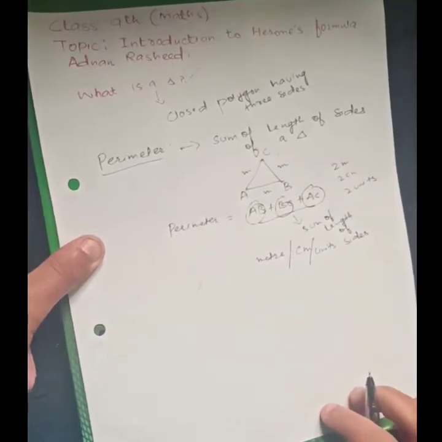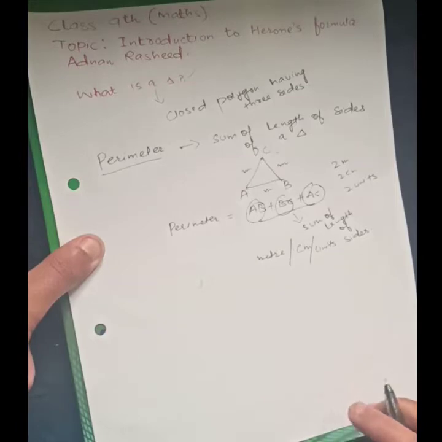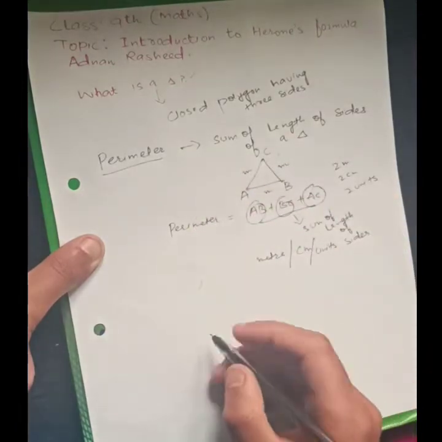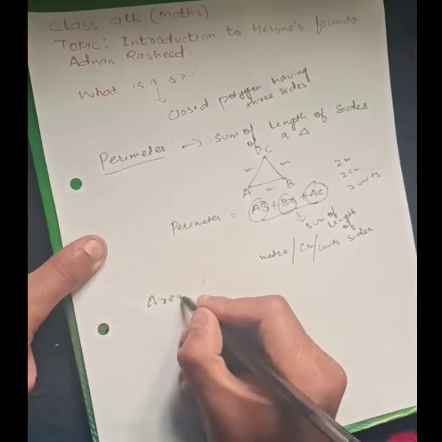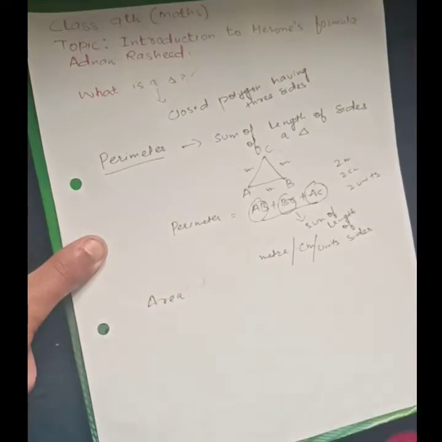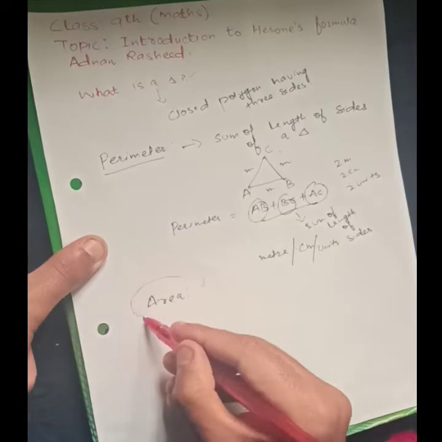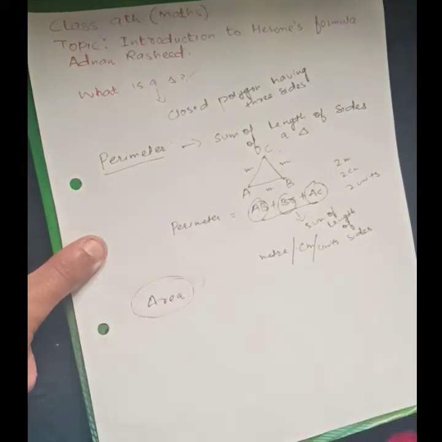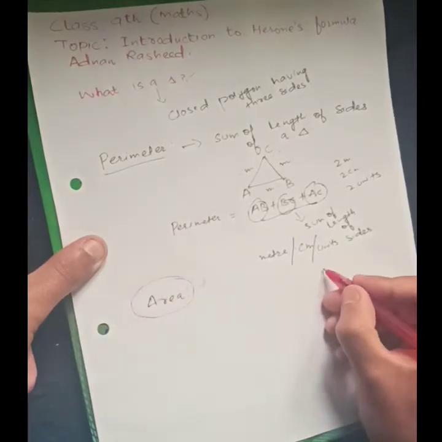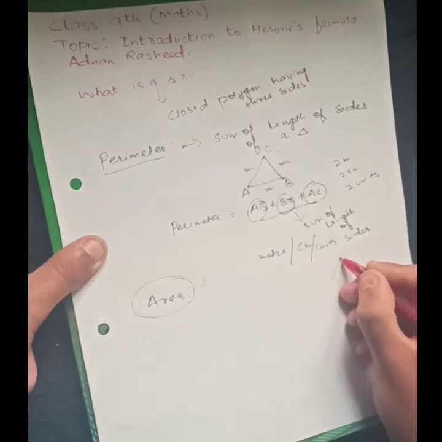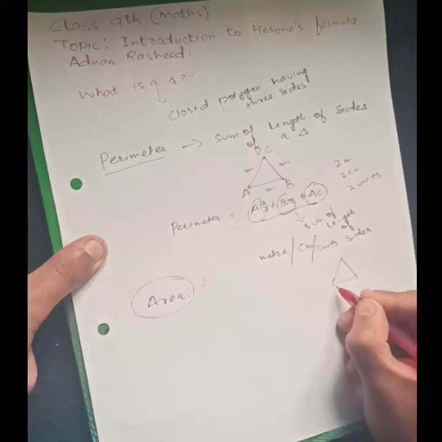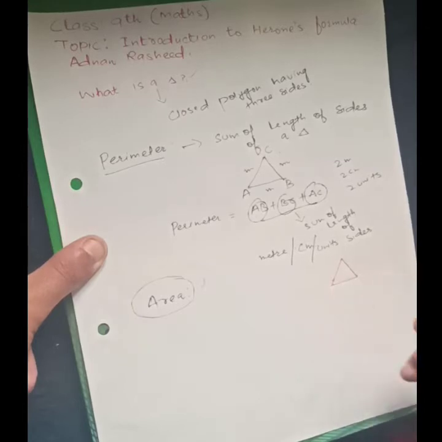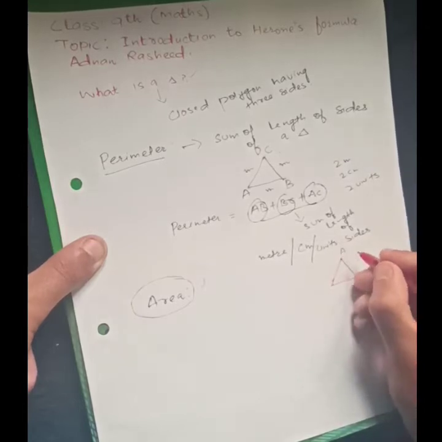Now the second most important term related to triangles is area. So firstly know what is an area. I will draw here another triangle, so you people should understand better what is an area. I will name this triangle as ABC.